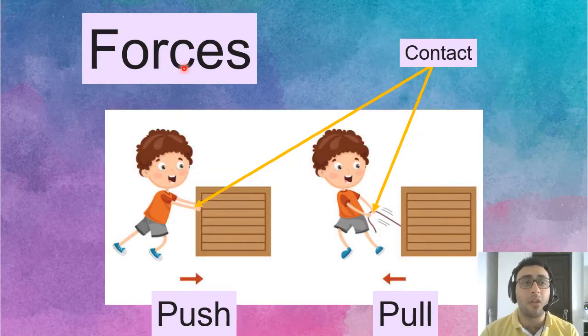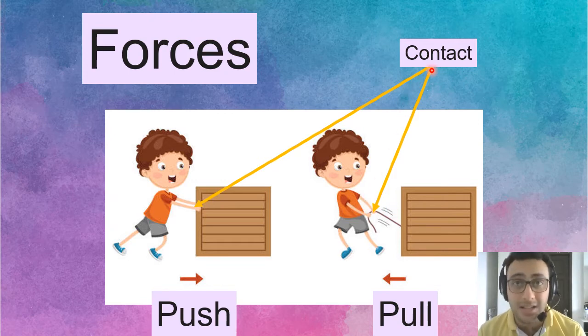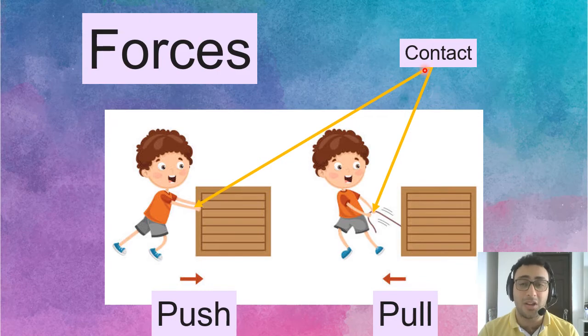The forces that we know of are push and pull. But as you can see, both of them need contact. You have to touch the box to push it. You have to touch the box or a rope to pull it. These are two forces that need contact. They are not forces at a distance, okay? So they are forces of contact.